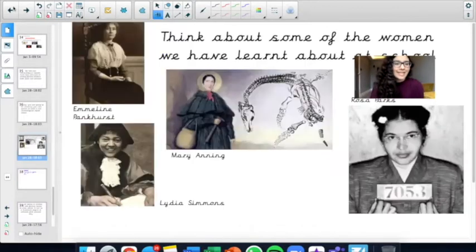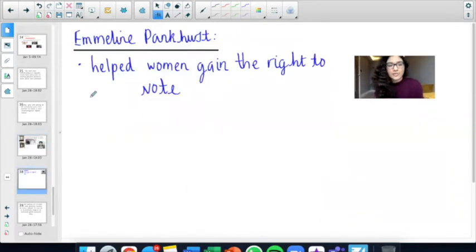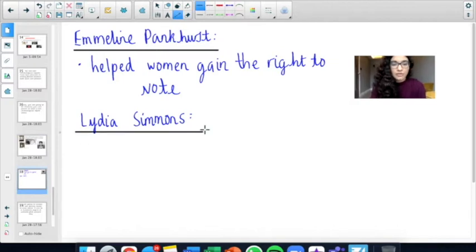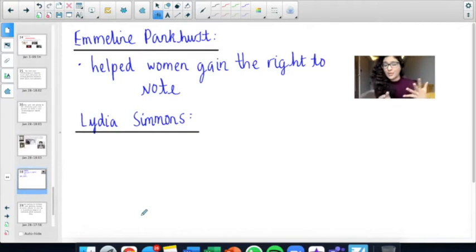Who is next in our list of women that we've already learnt a little bit about at school? Lydia Simmons. So I'm going to write, should I do another colour? It's okay. Lydia Simmons. And then remember to underline. If you are choosing to lay out your work this way, you don't really necessarily have to. It is up to you, but this is just how I would do it if I was doing this piece of work. Now, Lydia Simmons.